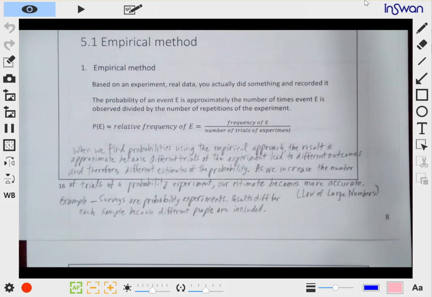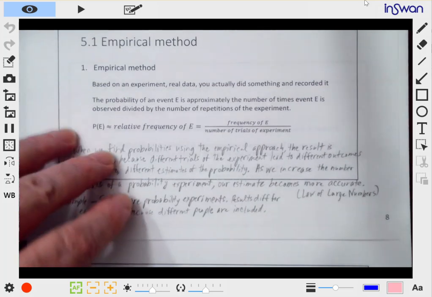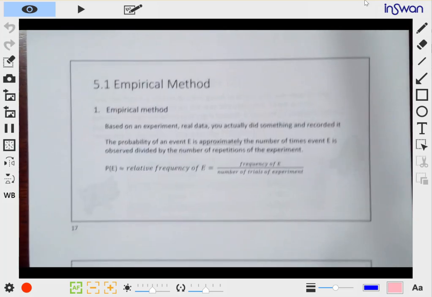So for example, surveys are probability experiments. Results differ for each sample because different people are included in the sample. Again, we talked about variability. So the best thing we can do is just make sure that we include enough people in our experiment so that we're getting a pretty good estimate of the true probability. All right, so let's go ahead and move on to the next slide and look at an example.